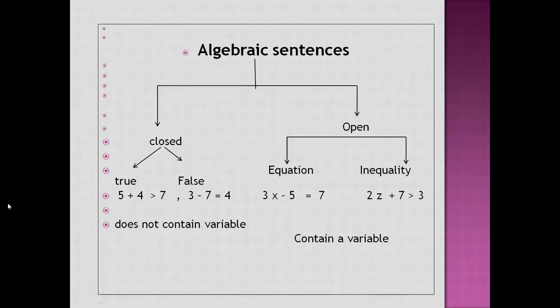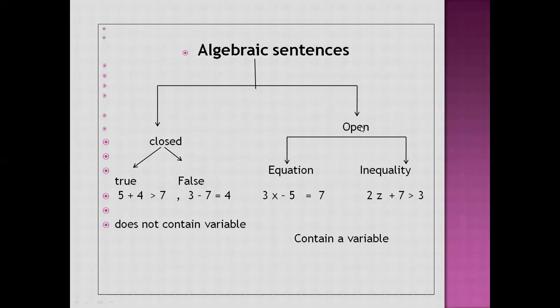Now let's move on. This is a flow chart. You can easily differentiate the closed sentences and open sentences. If the sentence is closed, we can easily judge the sentence is true or false. It does not contain a variable, so we can judge by observing the numbers. 5 plus 4 is greater than 9. 3 minus 7 is equal to 4.